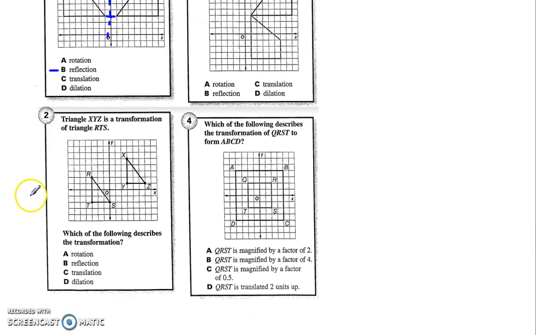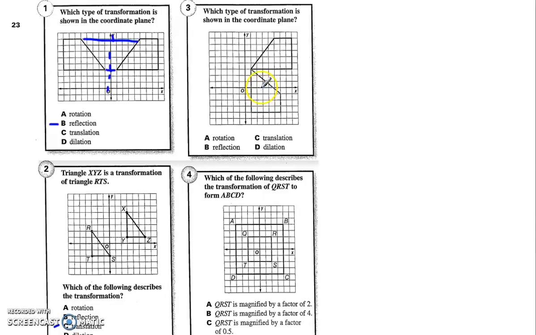Number 2. Which of the following describes the transformation of these 2? And this is not a reflection. This is not a rotation. This is a translation. Dilation would mean that it gets bigger or smaller. In this one, this time we have a rotation. This moves here. This rotates. Oh, sorry, this rotates there, and this rotates here. That's messy. Anyways, that's a rotation.